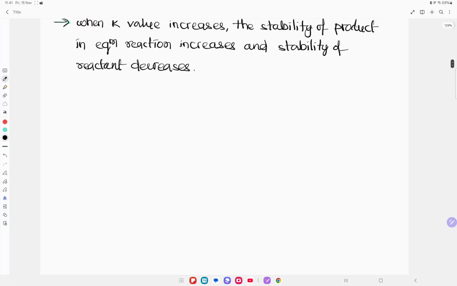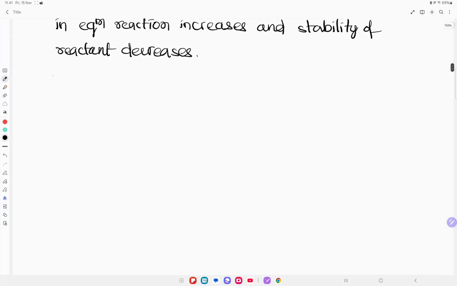So if you see an example, XO gas dissociates to give X2 gas plus O2 gas. Consider for this equilibrium constant K1, that is 1.0 into 10 power 24. This is equation 1.